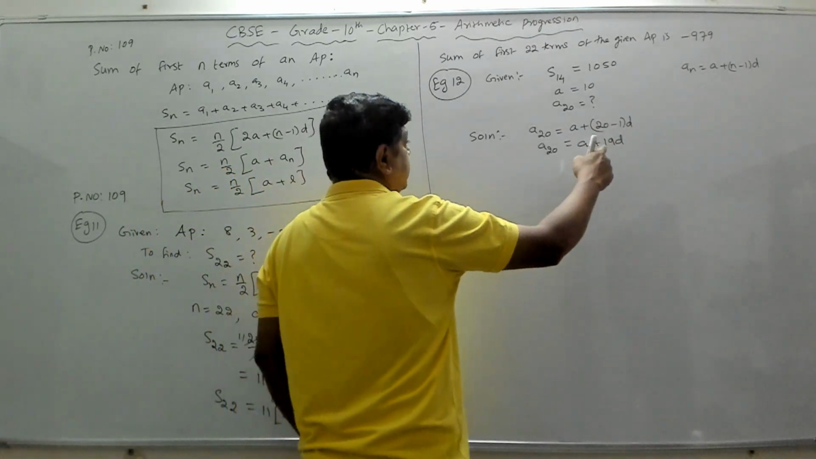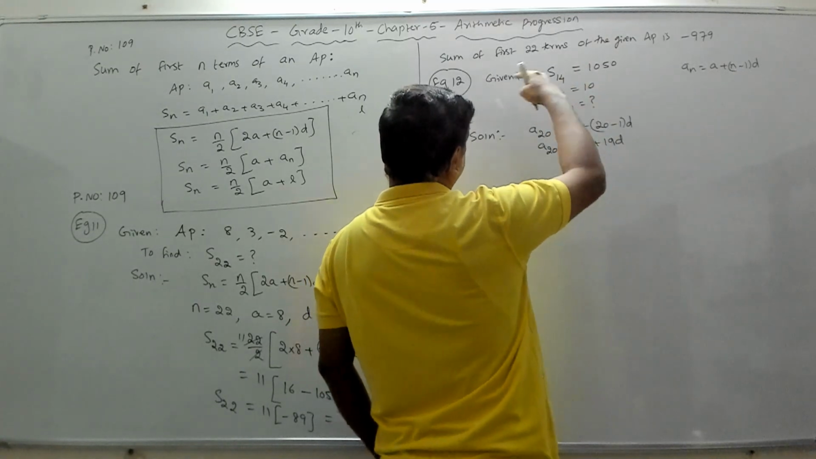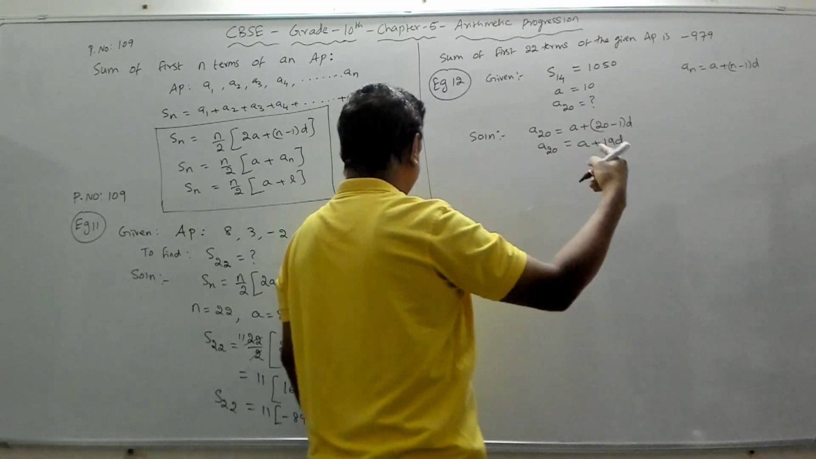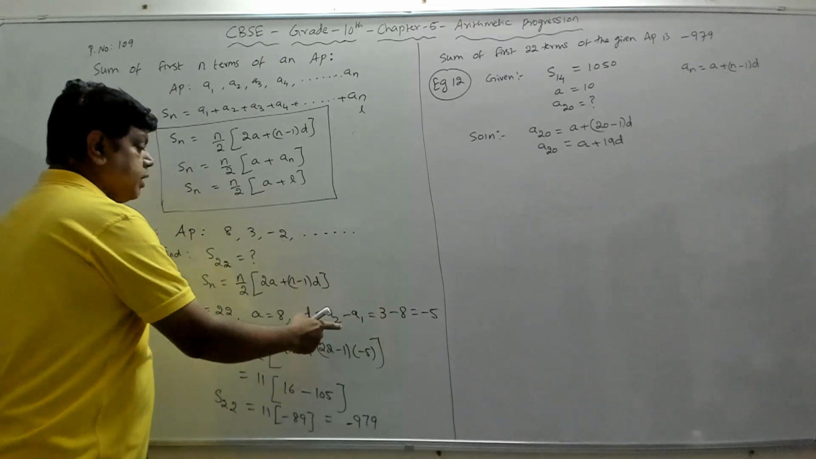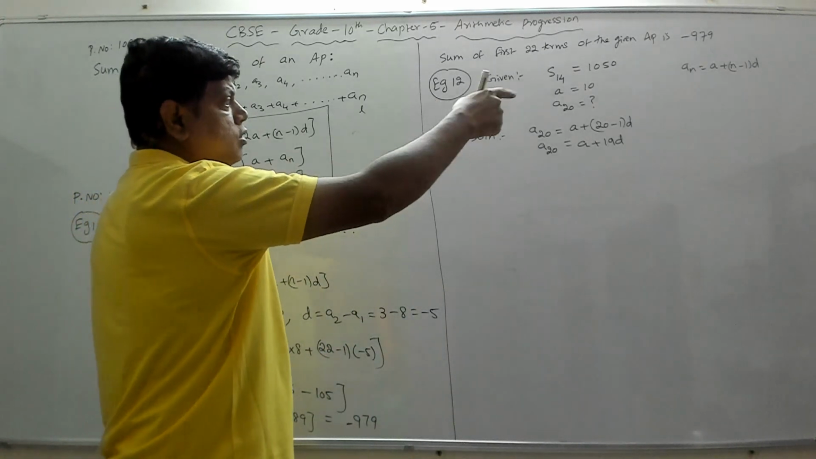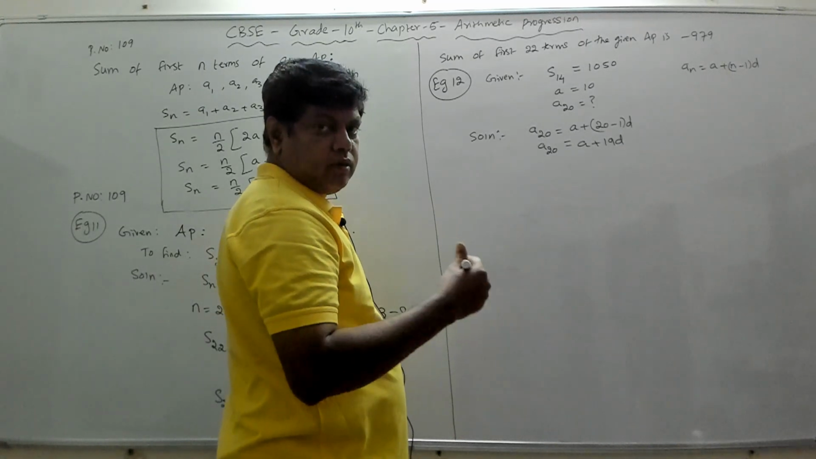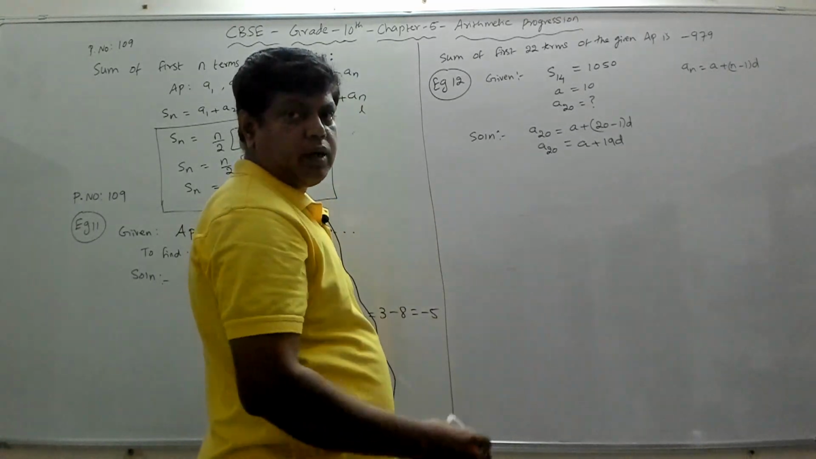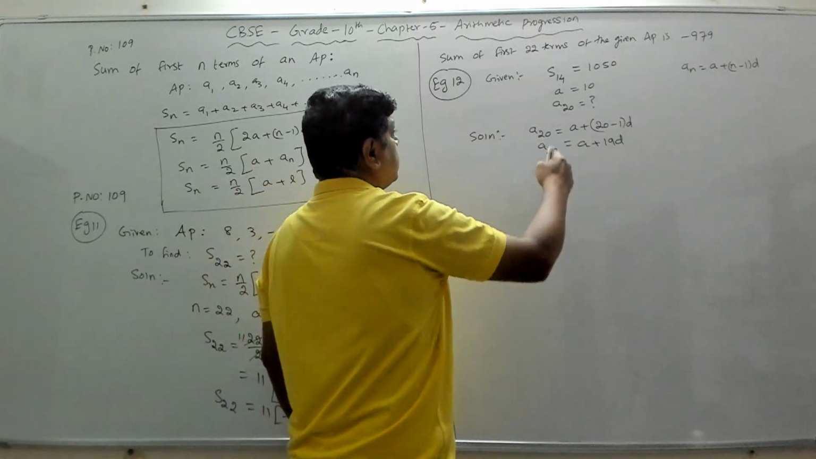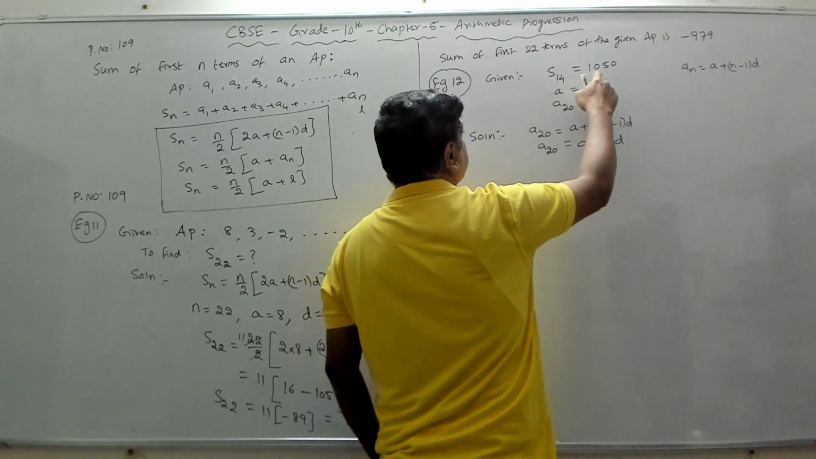Now how do we find d? Because d is a2 minus a1, we could have used this formula, but the AP is not given at all here. So we can't find the common difference using the AP, the arithmetic progression. However, they have given this information: the sum of 14 terms is 1050.